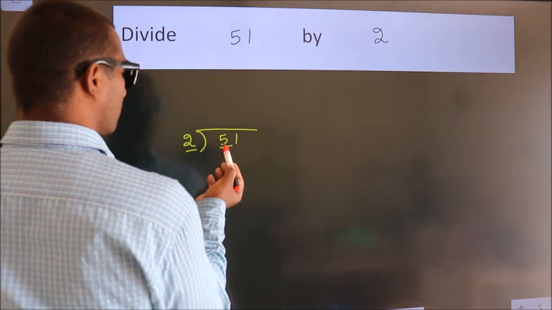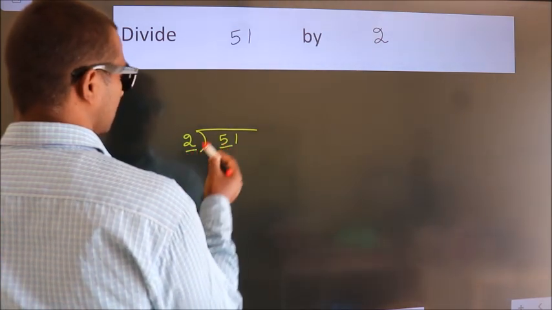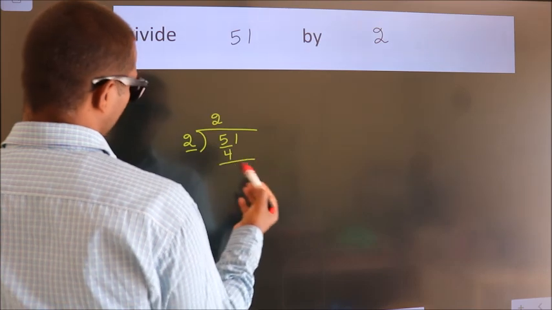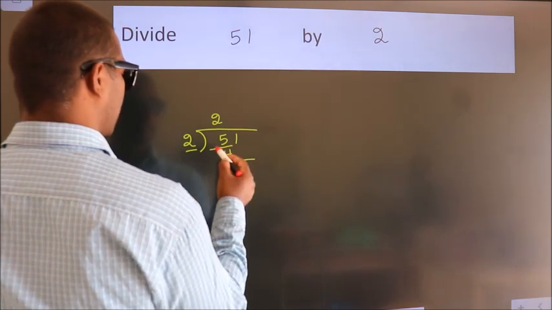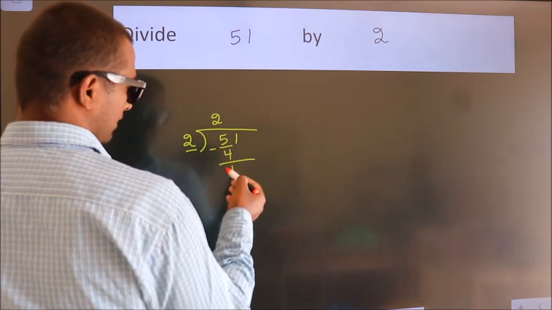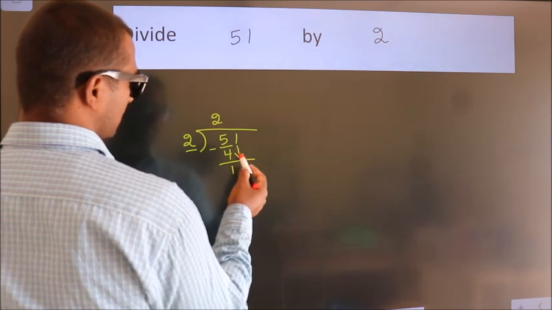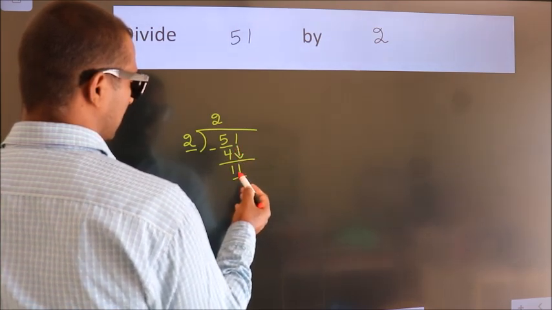Next, here we have 5, here 2. A number close to 5 in 2 table is 2 2's 4. Now we should subtract, we get 1. After this, bring down the beside number, so 1 down, so 11.